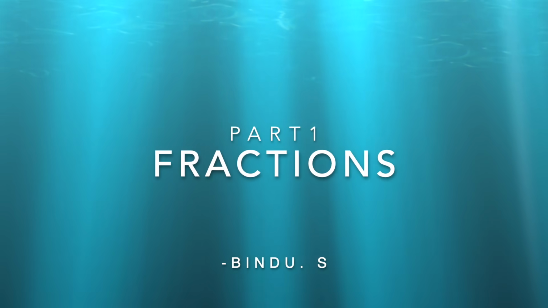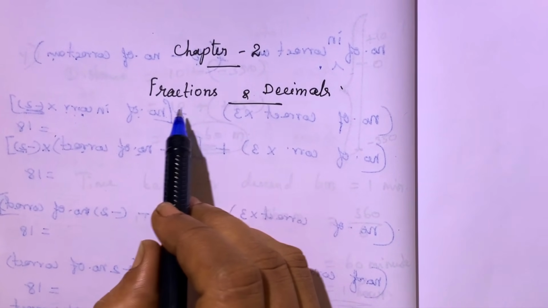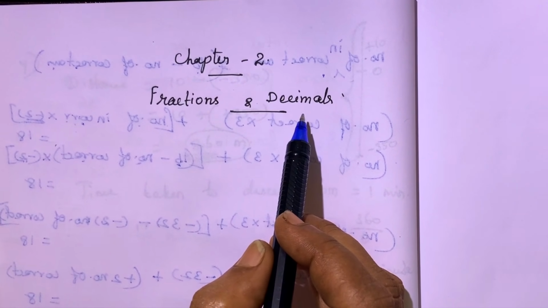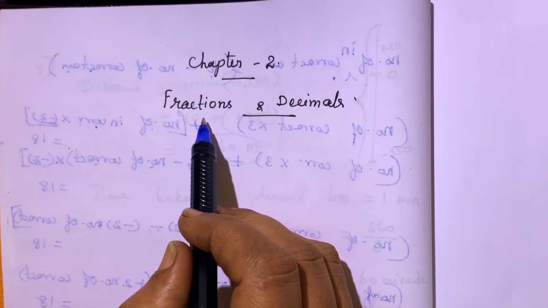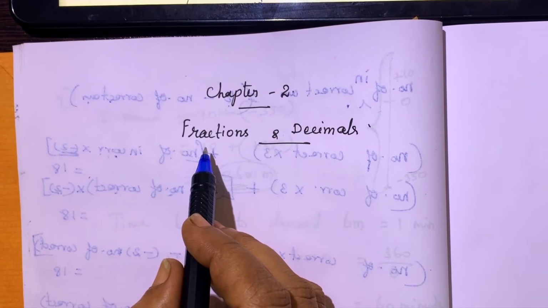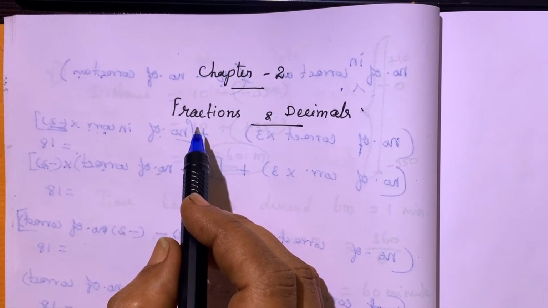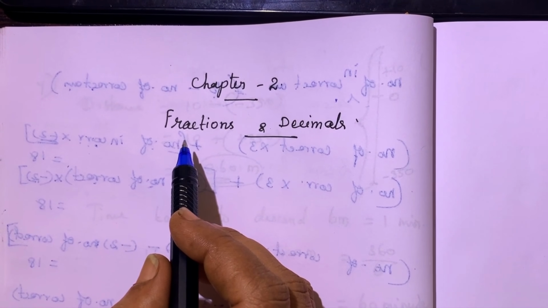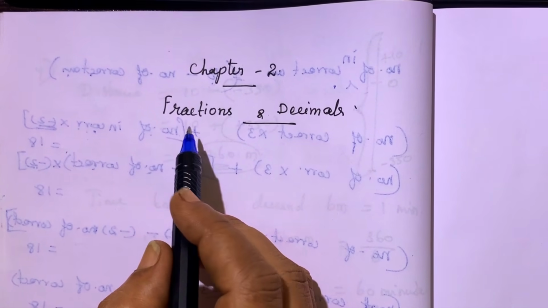Good morning, children. In this video, we go to chapter 2, fractions and decimals. Fractions you know very well. You have studied in the smaller classes itself. So, first in the fractions, you know very well a variety of fractions are there: proper fraction, improper fraction, like fraction, unlike fraction, mixed fraction, equivalent fraction. So many fractions are there, right?